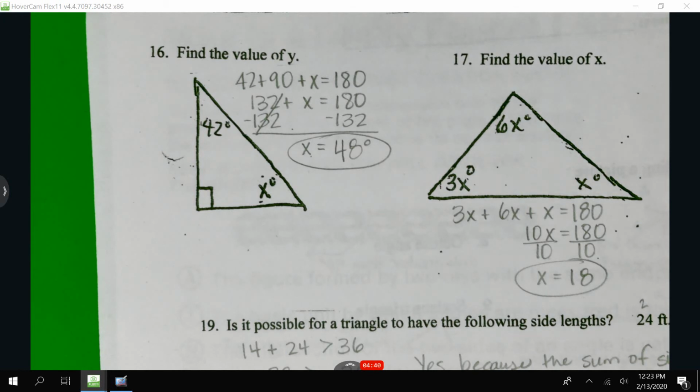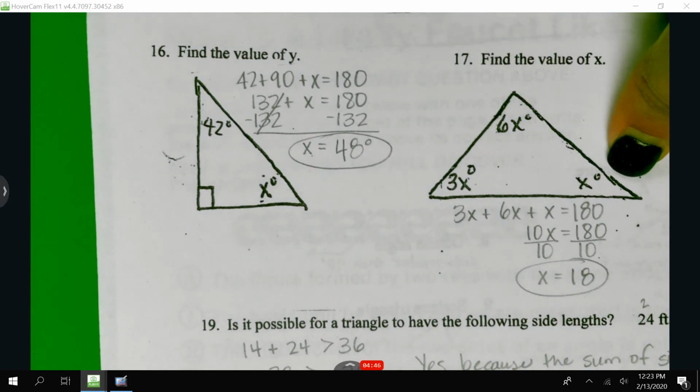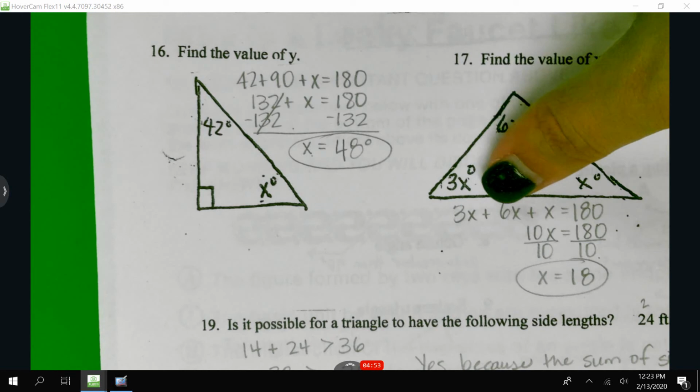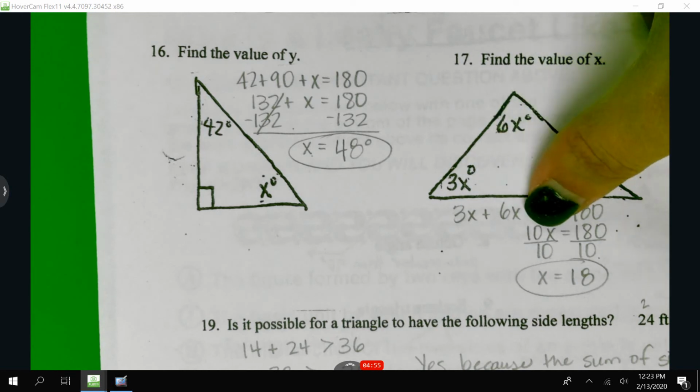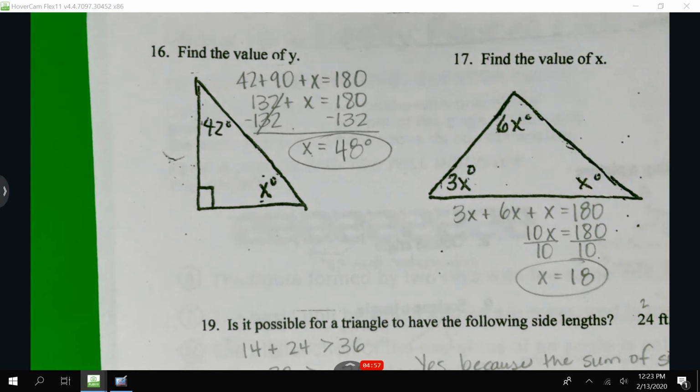Number 17, they still should add up to 180. So 3x plus 6x plus x equals 180. They all have an x term, so they're like terms. You can add them together. So 3 plus 6 plus 1 is 10x. So 10x equals 180. Divide by 10. X is 18.